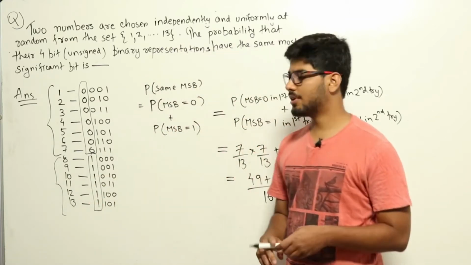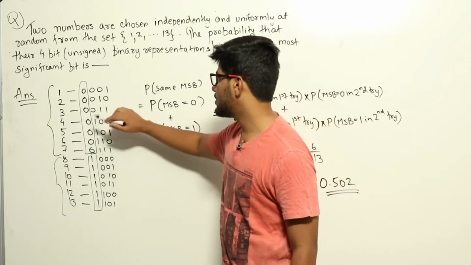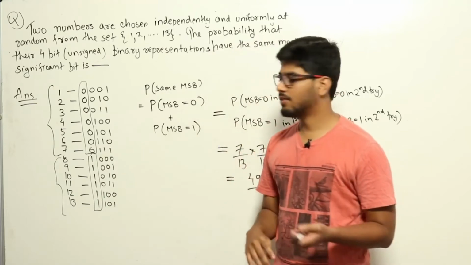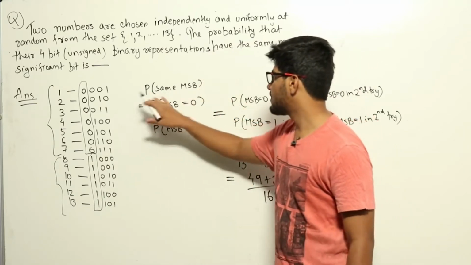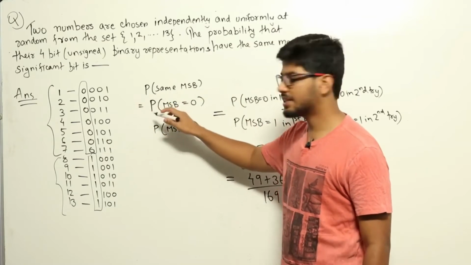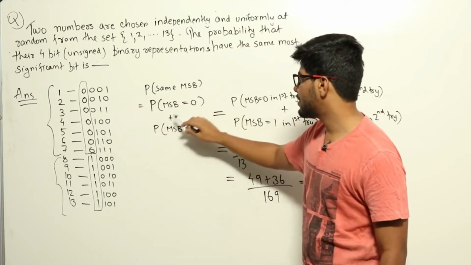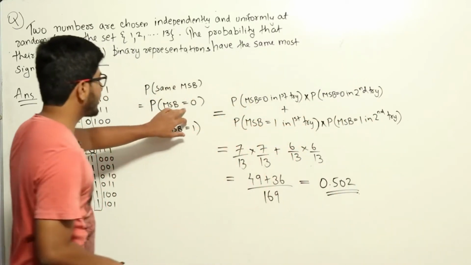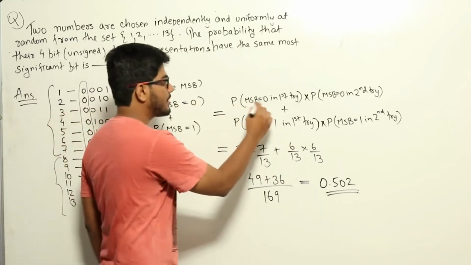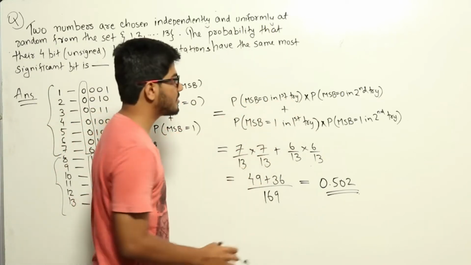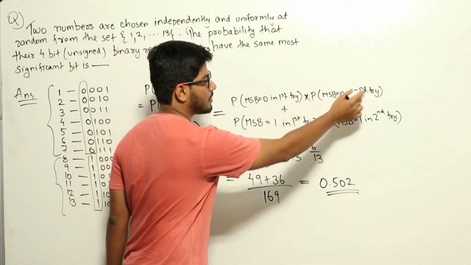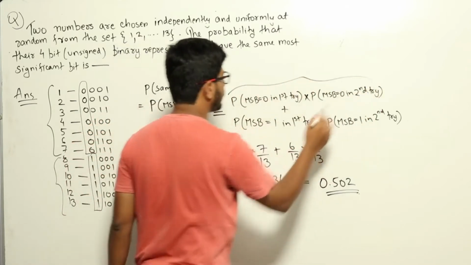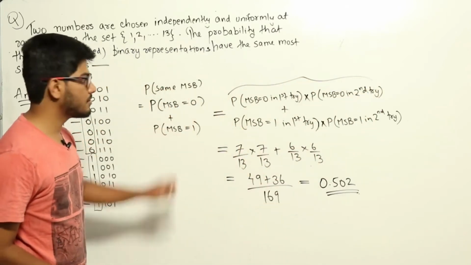So we need to choose 2 numbers such that either their most significant bit will be 0 for both the numbers, or it should be 1 for both the numbers chosen. Now the probability I have written here: the probability that we have the same most significant bit will be equal to the probability that the most significant bit equals 0 plus the probability that the most significant bit equals 1. Now the probability that the most significant bit equals 0 is the probability that the MSB must be equal to 0 in the first try, that is when we are choosing the first number, times the probability that the MSB must be equal to 0 in the second try, that is the most significant bit of the second number is 0. This together will give the total probability that the most significant bit equals 0.